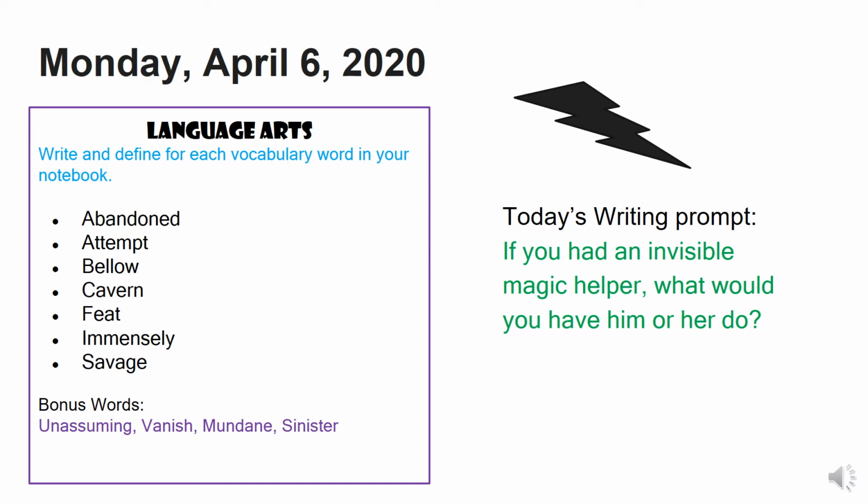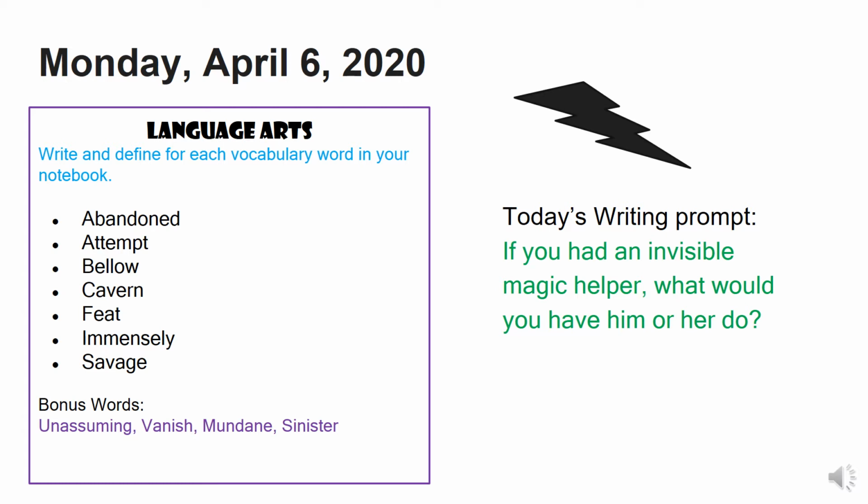Anyway, your vocabulary assignment for today is to write and define each word in your notebook or journal. If you don't have one, it's okay to use lined paper or copy paper. Remember, put your name and date on all your work. Once you've completed your vocabulary definitions, take a look at today's writing prompt.